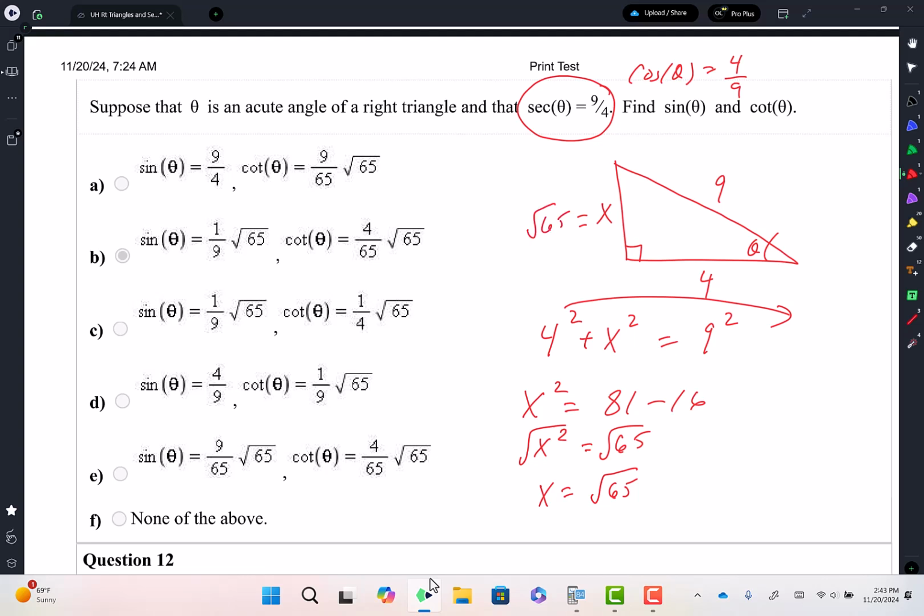All right, we're ready now. Sine theta. Sine is opposite over hypotenuse. Opposite, square root of 65. Hypotenuse 9, it's already set up. So look for that.